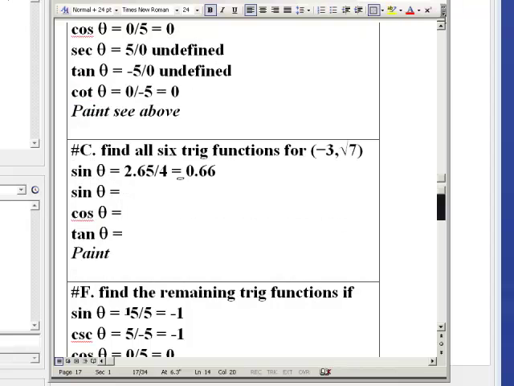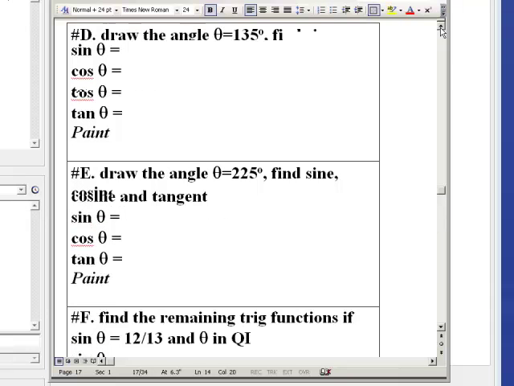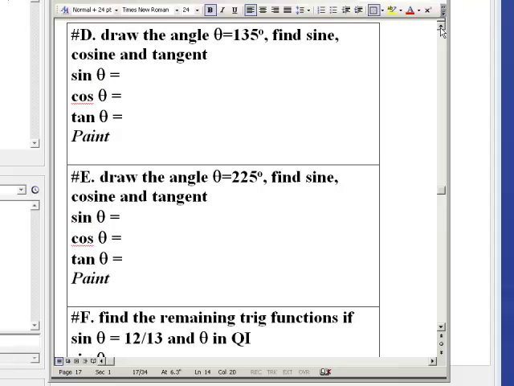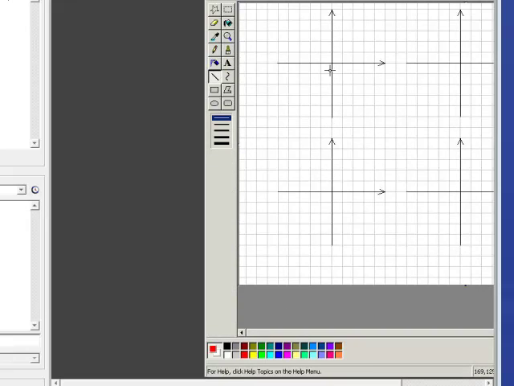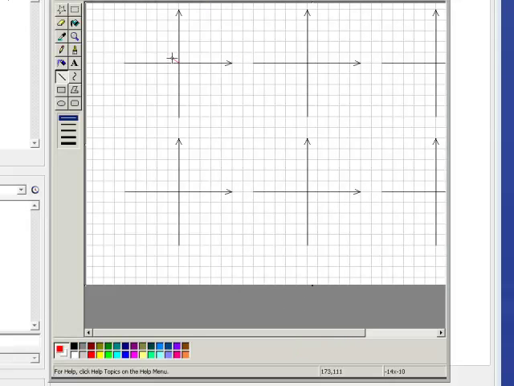So I'm going to scroll down here quite a bit. It says, draw the angle of 135 degrees, which we know is in quadrant 2. Find the sine, the cosine, and the tangent. So I'm going to go over to Paint. There we go. So it says 135 degrees, which is in quadrant 2. And it's kind of nice because in quadrant 2 here it's a 45-degree reference angle, so it's relatively easy to draw.